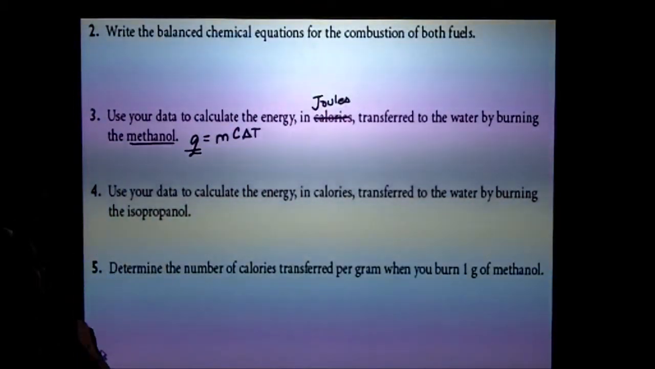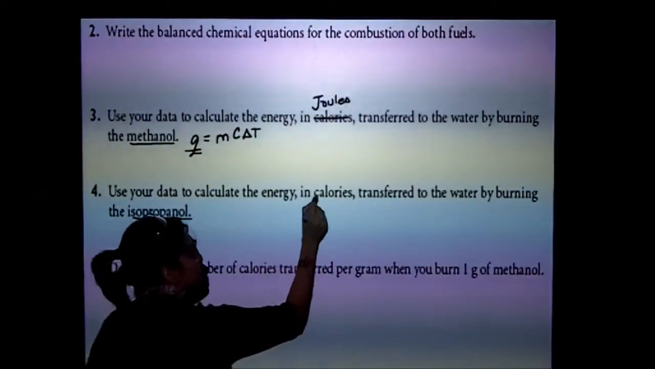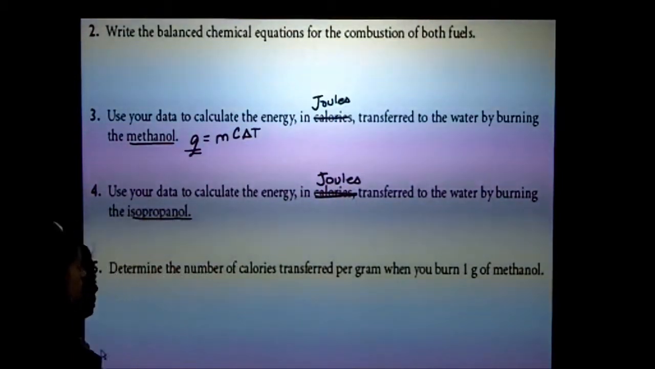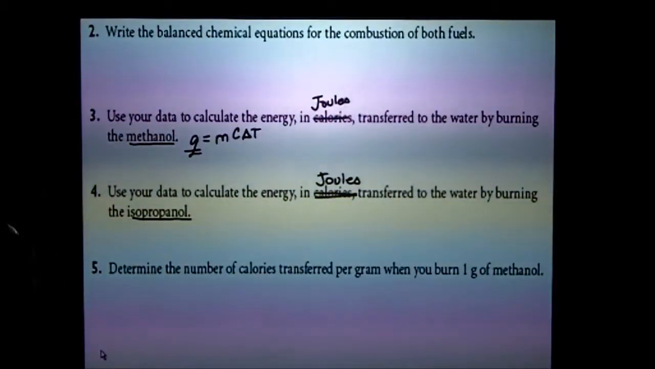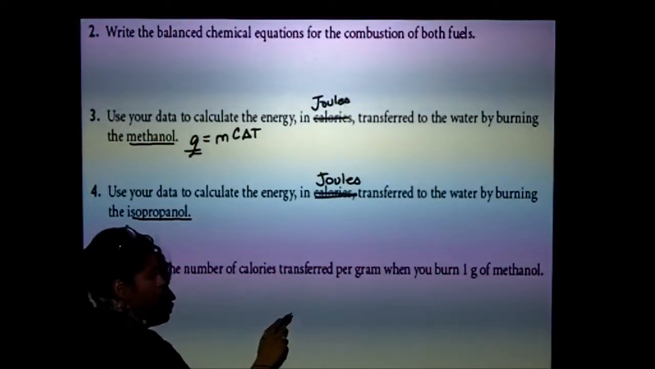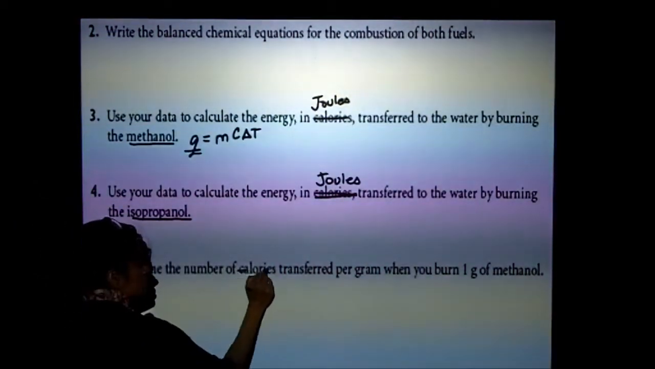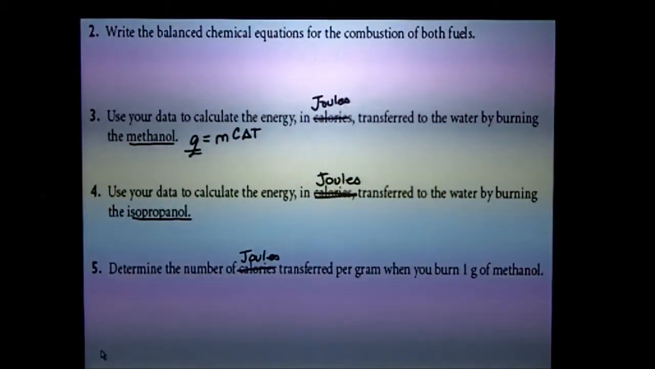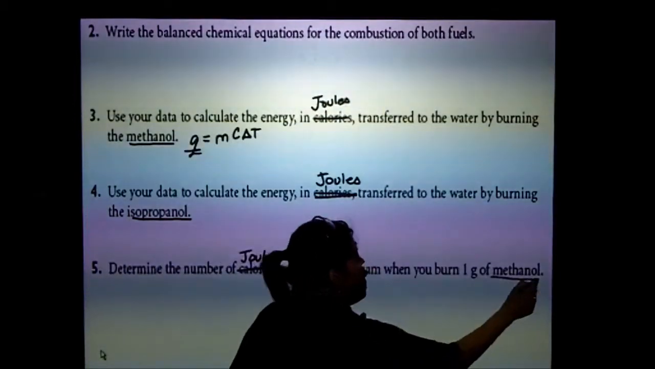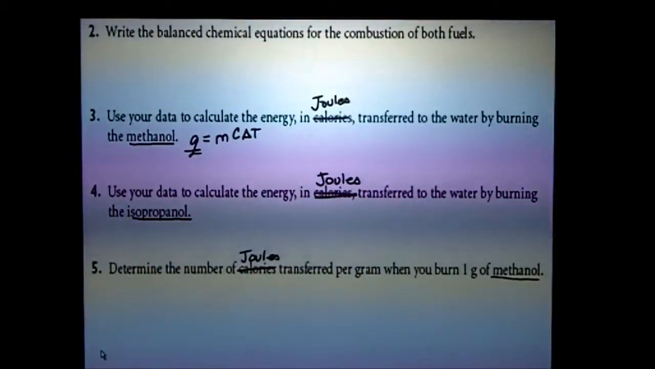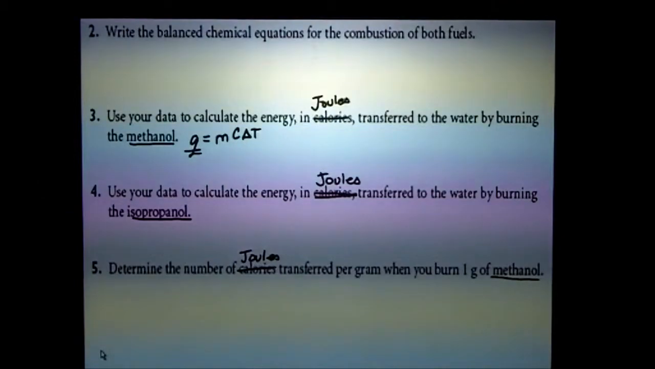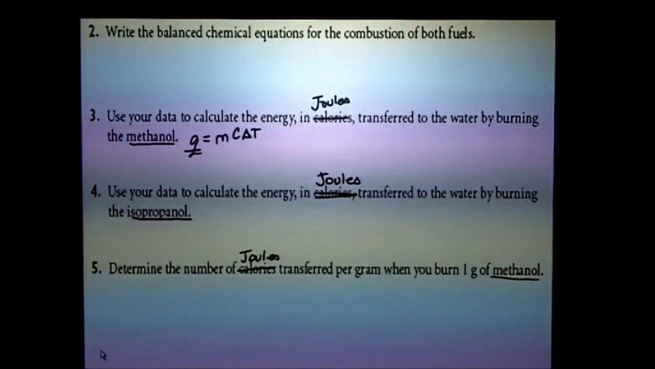For number 4, you'll do the same exact thing for isopropanol. Don't forget, instead of calories, we want joules. So for number 5, we want to determine the number of calories transferred per gram when you burn 1 gram of methanol. In this case, instead of calories, we want to make sure we put in joules. So take the number received from number 3, which was burning of methanol, and divide that by the number of grams of methanol burned from the calculations table.